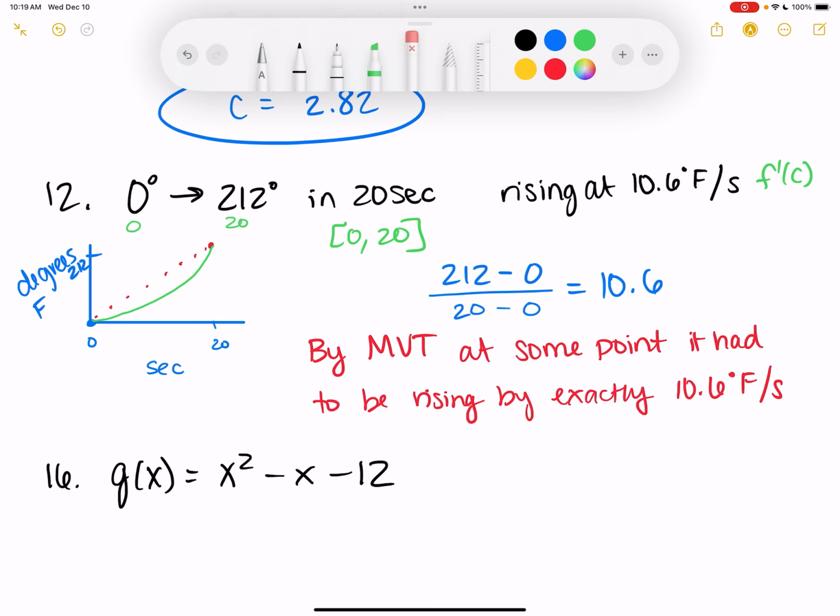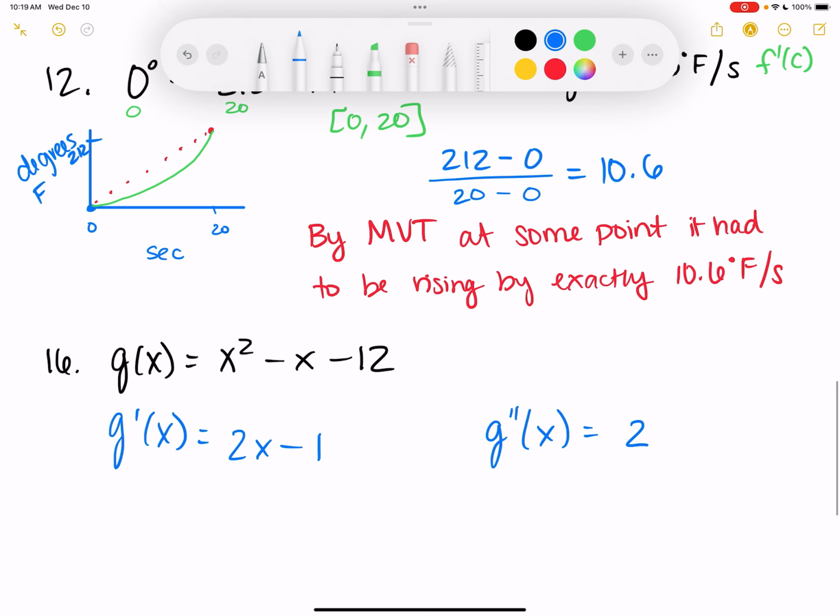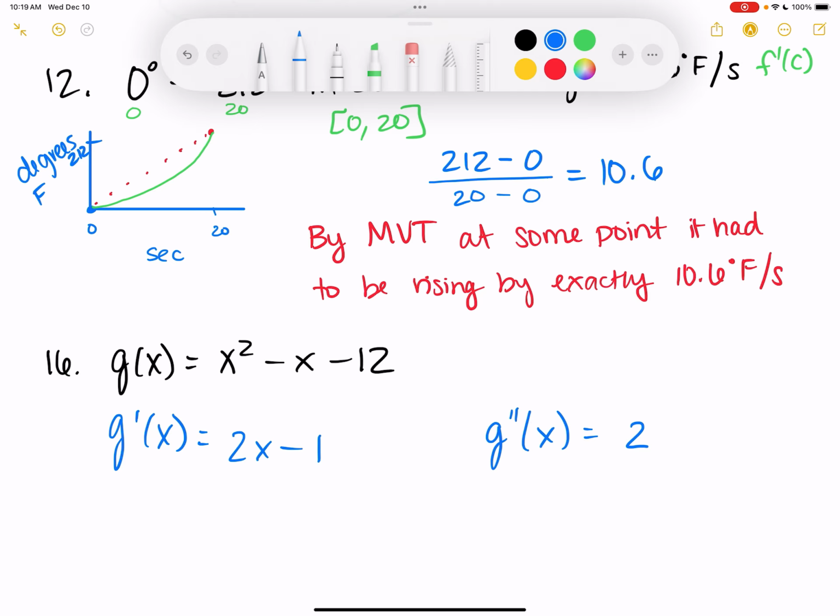So the first derivative of this would be 2x minus 1. The second derivative would just be 2. We'll talk about that in a second. Anyways, all right, so set the first derivative equal to 0 and solve. So then we would end up with x is equal to 1/2, which is my critical point.